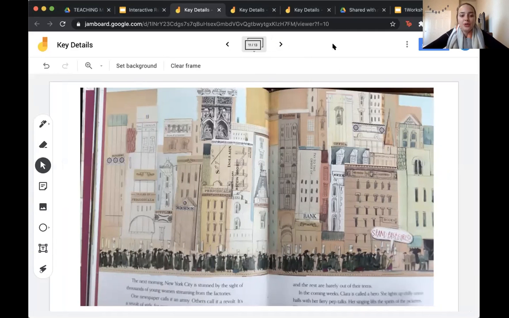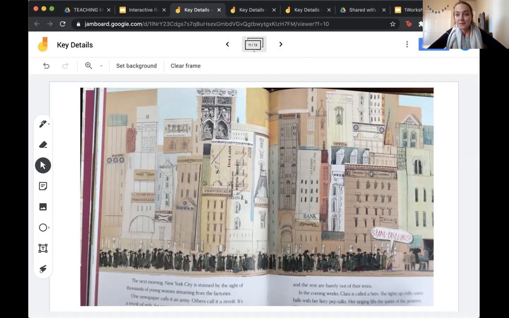The next morning, New York City is stunned by the sight of thousands of young women streaming from factories. One newspaper calls it an army, another calls it a revolt. In the coming weeks, Clara is called a hero. She lights up the halls with her fiery pep talks. Her singing lifts the spirits of all garment workers.